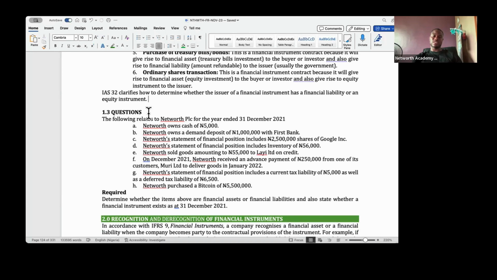Your ability to understand whether a transaction is a financial instrument contract, and also your ability to identify which party is having a financial asset and which party is having a financial liability. So I will use this question to test your knowledge. We have 8 questions here.